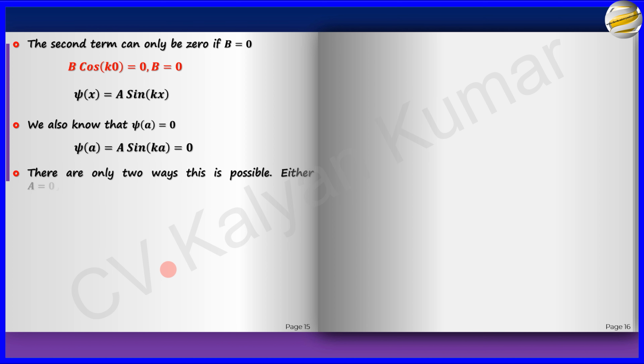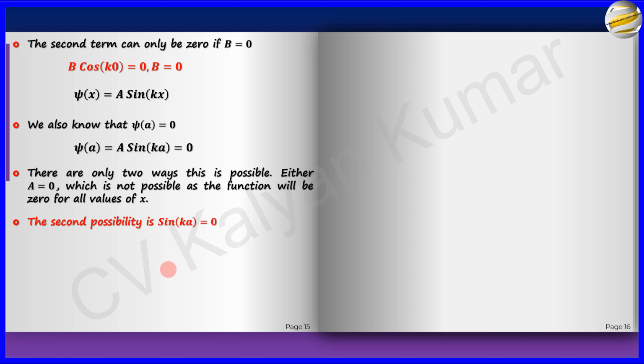There are only two ways this is possible. Either a is 0, which is not possible, because if a is 0, then there is no particle at all, as the function will be 0 for all values of x. So no matter where you take the value of x inside the box, it will be 0. That is not possible. a can't be 0. The second possibility is sin ka is 0.